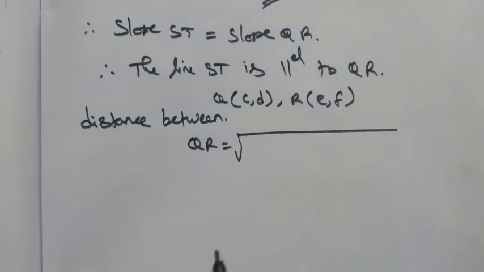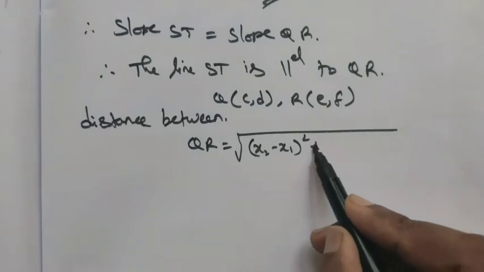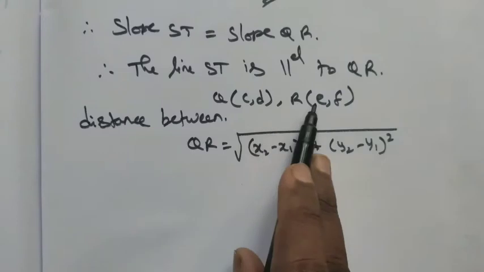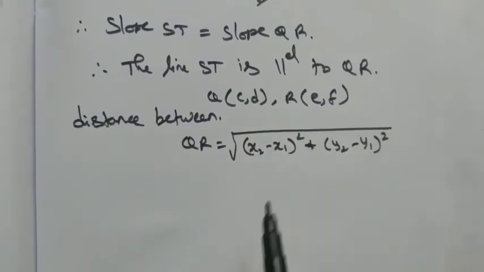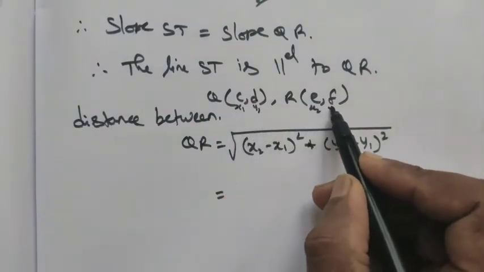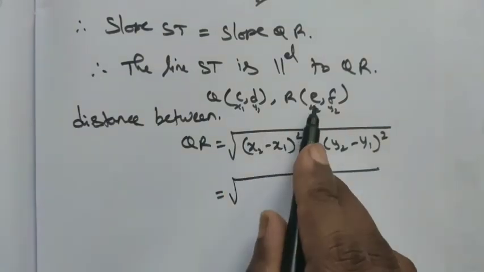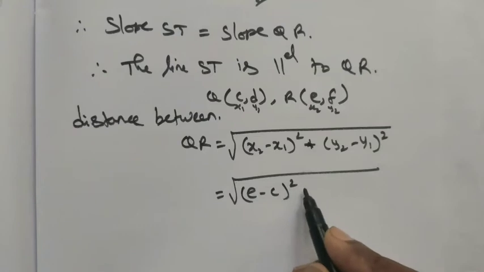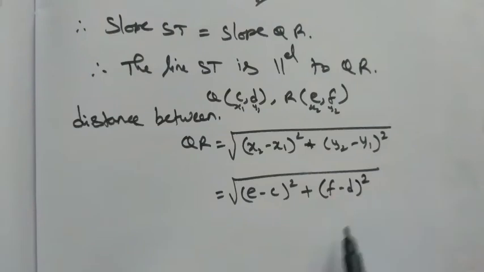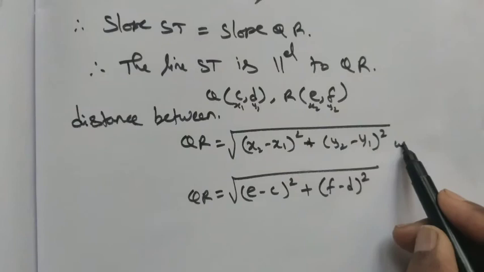We have the formula: the distance QR is equal to the square root of (x2 minus x1) whole square plus (y2 minus y1) whole square. When we are finding the length and two points are given, this is the formula, right? Let me take the first point as (x1, y1) and the second point as (x2, y2). So QR is equal to the root of (E minus C) whole square plus (F minus D) whole square. So this is the distance between Q and R in units, right?